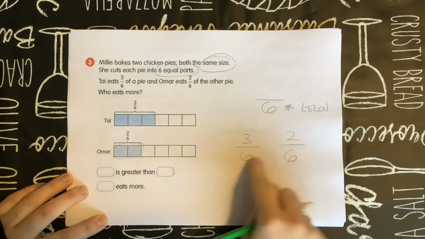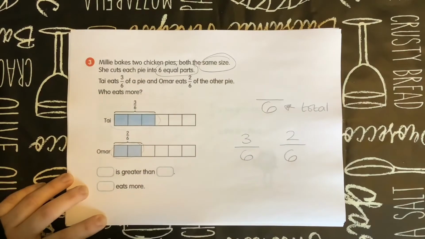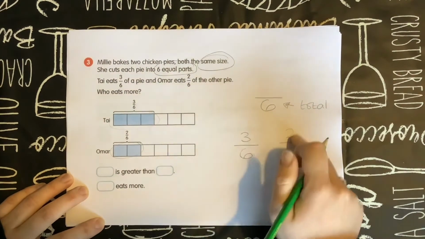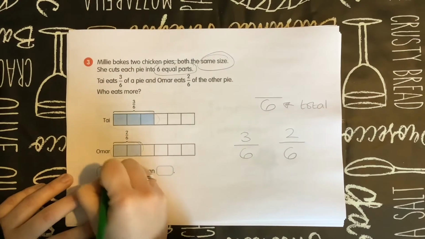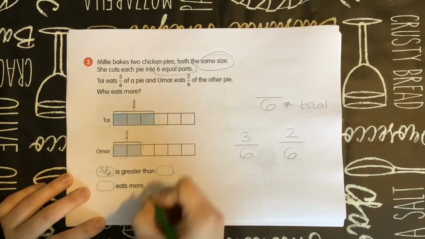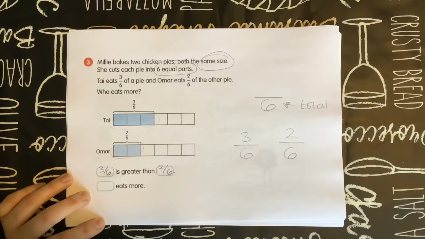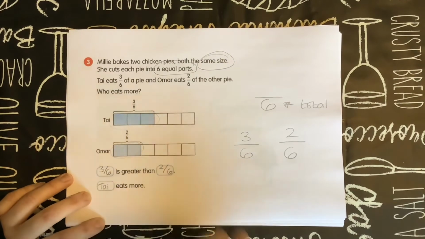Both got the same amount of parts in total. This number is smaller than that number, so we know that it is less, and this number is greater than that number, so we know this is more. So 3/6 is greater than 2/6. So who eats more? Well, hopefully you can see that Ty ate the most.